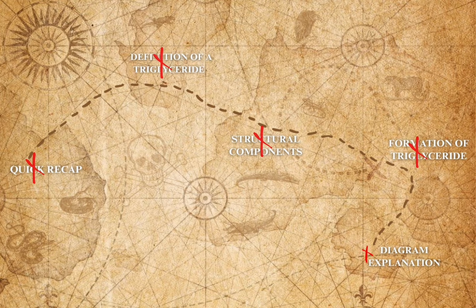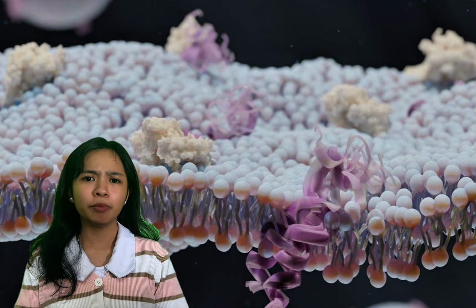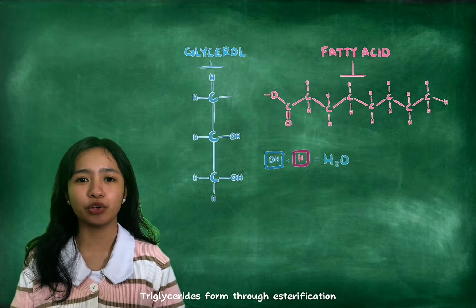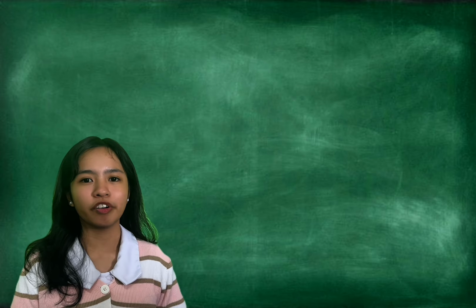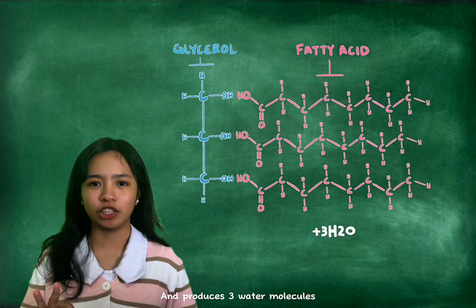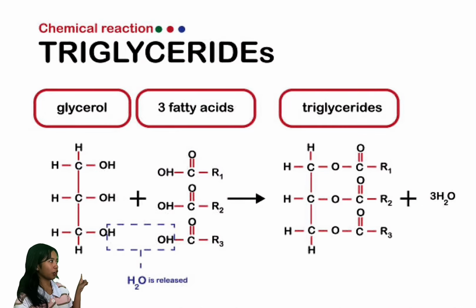Point 3. Triglyceride formation. So, you may ask, how does a triglyceride form? Triglycerides form through esterification, wherein a glycerol reacts with 3 fatty acids and produces 3 water molecules. So, its formula is going to look like this. A glycerol reacts with 3 fatty acids, which yields a triglyceride and 3 water molecules.